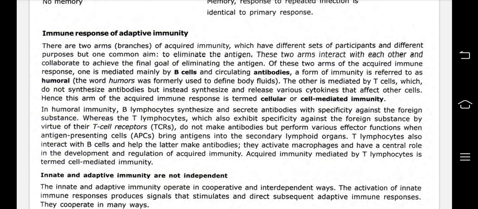Just remember some of the terms we learned, such as aqueous humor, terms which are usually used to refer to body fluids. The same is the case here. The other arm is mediated by T cells, which do not synthesize antibodies but instead synthesize and release various cytokines that affect other cells. Hence, this arm of the acquired immune response is termed cellular or cell-mediated immunity.